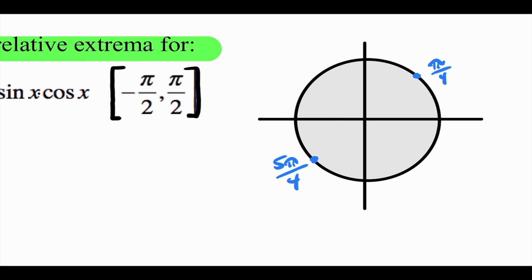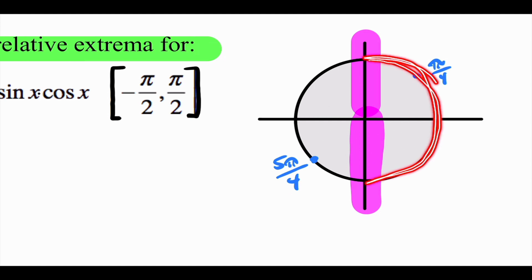But here's the problem. The interval goes from pi over 2, so let me use a different color, to negative pi over 2. Well, where's negative pi over 2? Bottom where? Right here? It's the same as 270 degrees, right? It's the same location. So what they want to know is here. Where on here are sine and cosine the same?